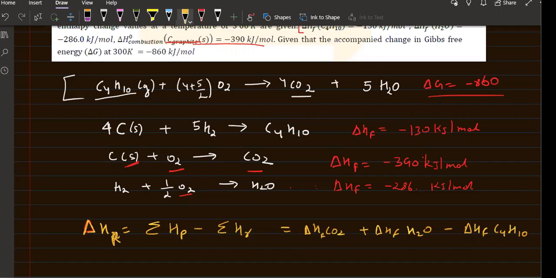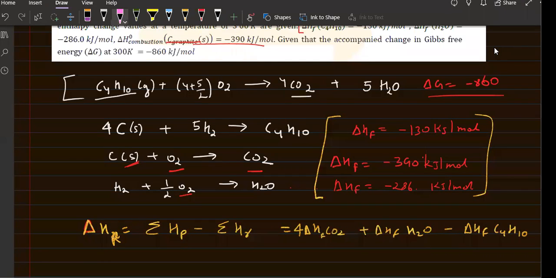See, when you talk about this energy, it is per mole. Agree? It is given that it is per mole. But if you see this reaction, CO2 is how many moles? CO2 is 4 moles, so it should be 4.